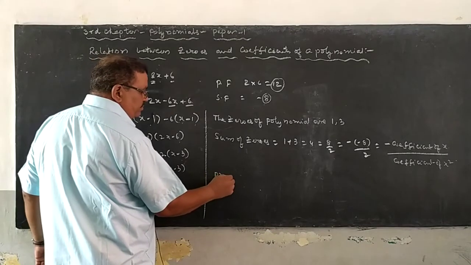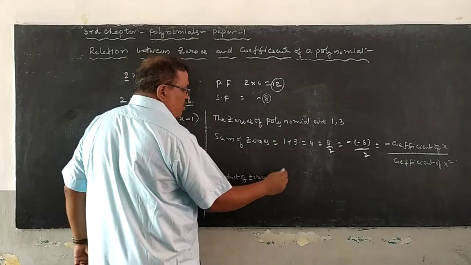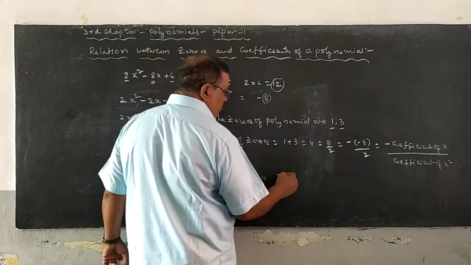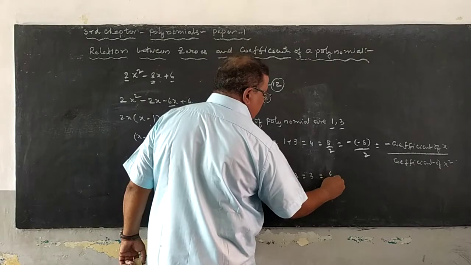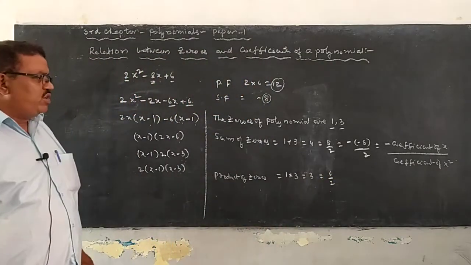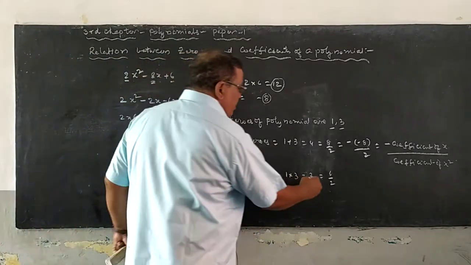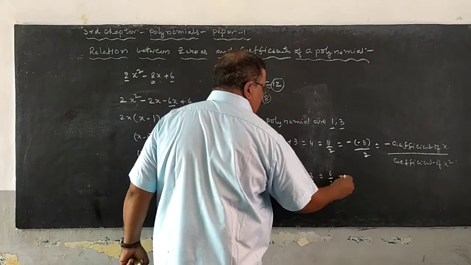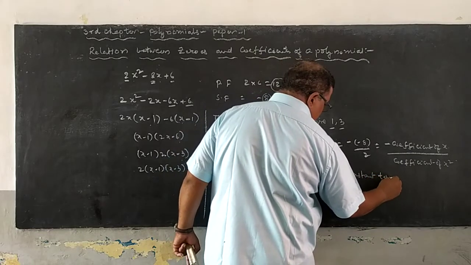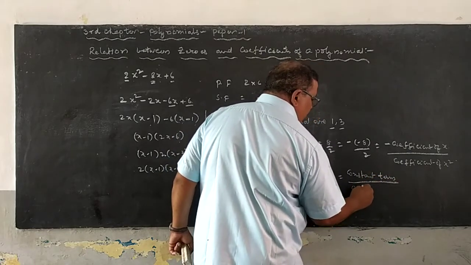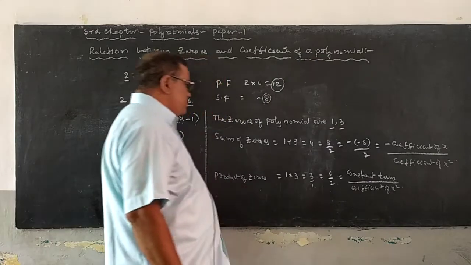Product of zeros. What are the zeros here? 1 comma 3, 1 into 3 should be equal to 3. 3 can be written as 6 by 2. Why do we write 6 by 2? The constant term is 6, that's why I multiply the numerator and denominator with 2 and get 6 by 2. 6 is the constant term, by the coefficient of x square.